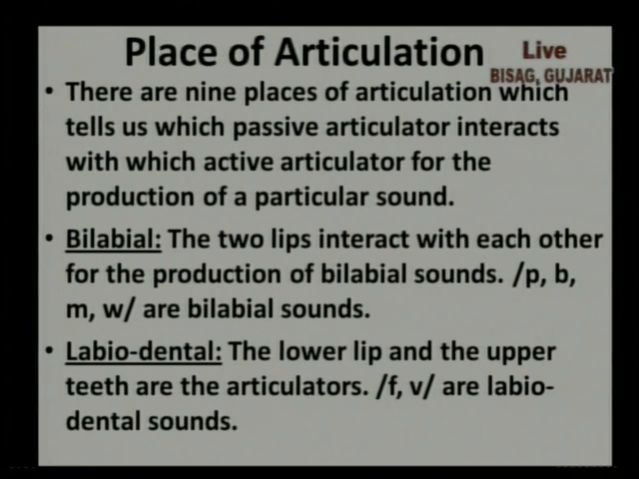So the second place of articulation is known as labiodental, where we deal with the v sound. So you know the difference between w and v. Labiodental sounds are those where the interaction is between the lower lip and the upper teeth. Those are the two articulators, and the two sounds falling in the labiodental category are f and v. The examples for words I would give: f as in fan, v as in van.